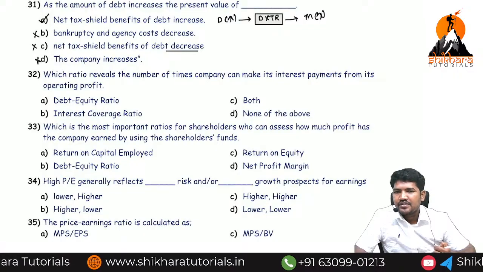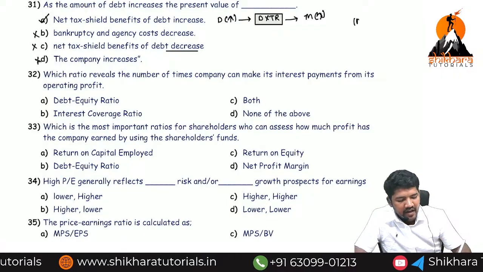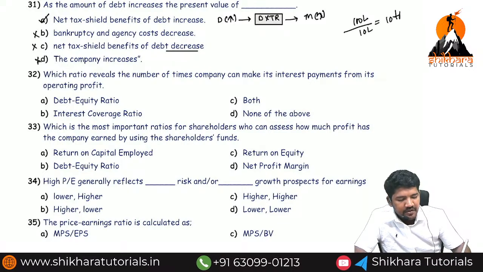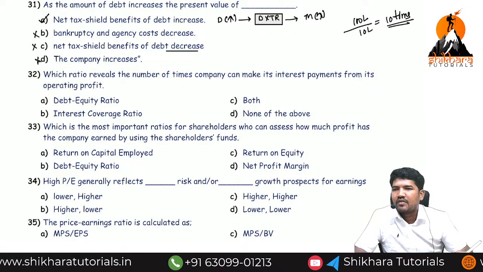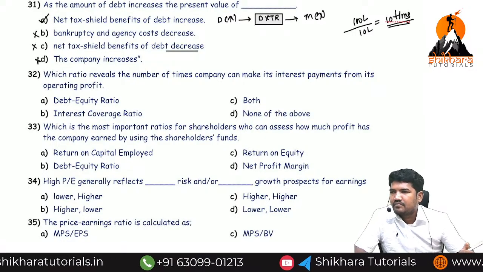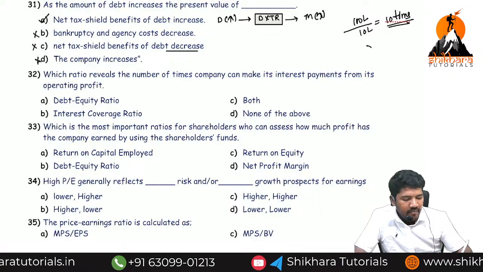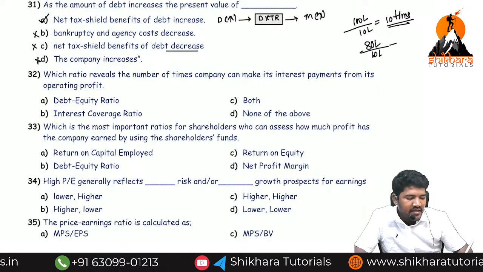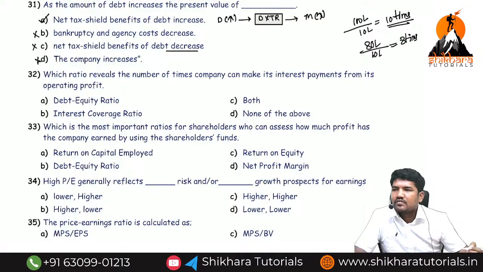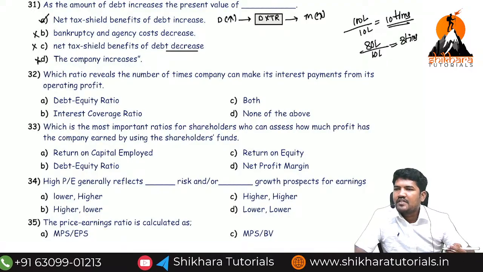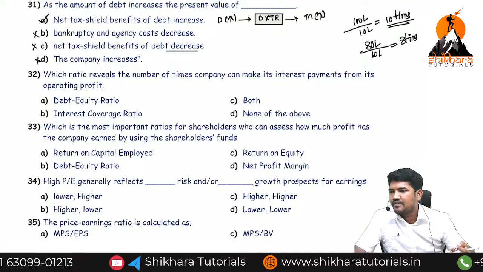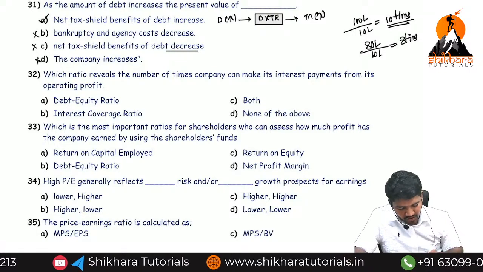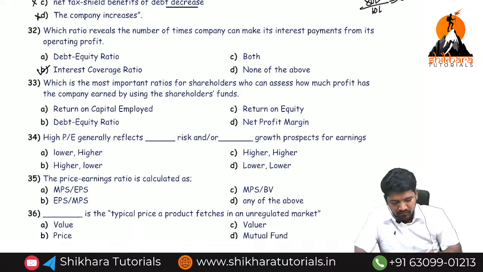EBIT divided by interest. For example, I have 100 lakhs of EBIT and I have to pay 10 lakhs interest. What is the answer? 10 times. It means for every 1 rupee of interest, they have 10 rupees to repay. Are you clear, sir? For example, a company has EBIT of 80 lakhs and needs to pay interest of 10 lakhs. What is the answer now? 8 times. That means for 1 rupee of interest, the company has 8 rupees. Yes or no, sir? Okay, done. So the answer is interest coverage ratio.